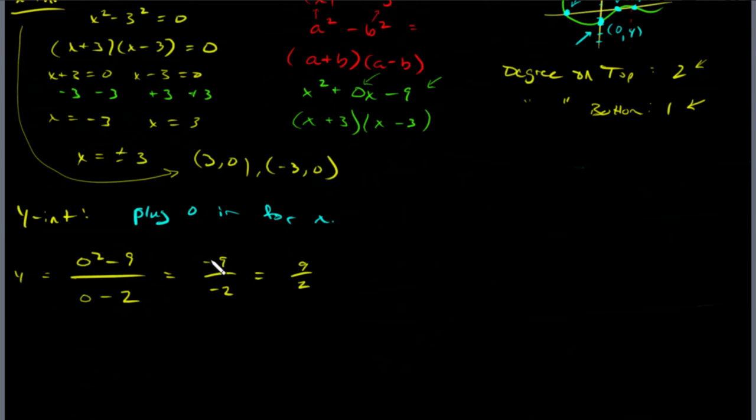Now again, these need to be in ordered pairs. So if you plugged in 0 for x, that's (0, 9/2). There you have it, your 4 main things for rational functions.